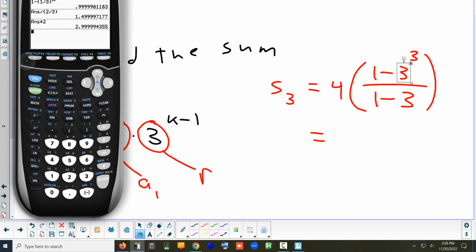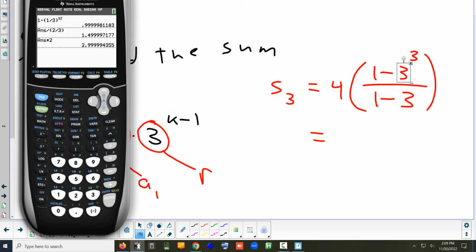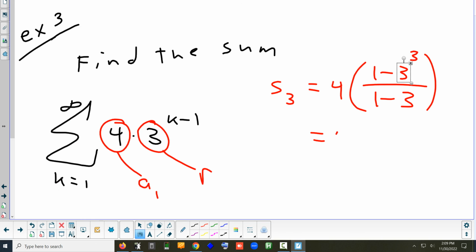You know what? I'm just going to use the calculator. It's going to be easier. So we had negative 26 divided by, what's 1 minus 3? Negative 2, times 4. So 52. So if you add up the first 3 terms in this pattern, it would add up to 52.